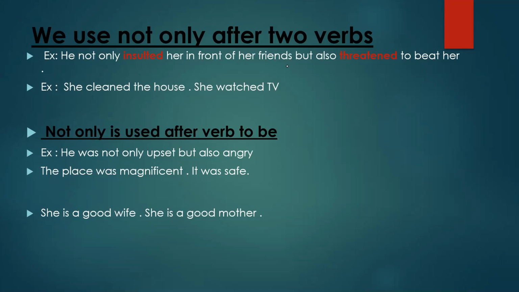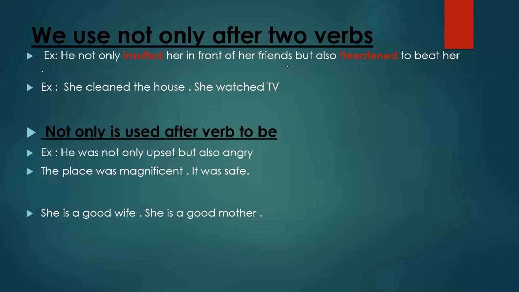Maya, will you answer the sentence? She cleaned the house, she watched TV. Maya, I can't hear you well. Will you please raise your voice? She not only cleaned the house, but also watched TV. So Maya said she not only cleaned the house, but also watched TV.